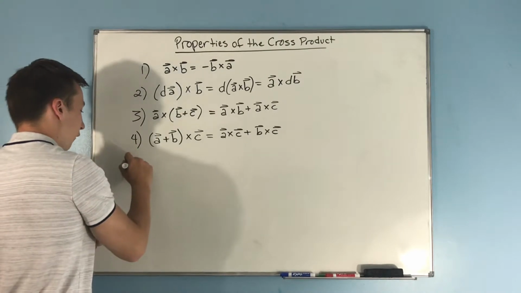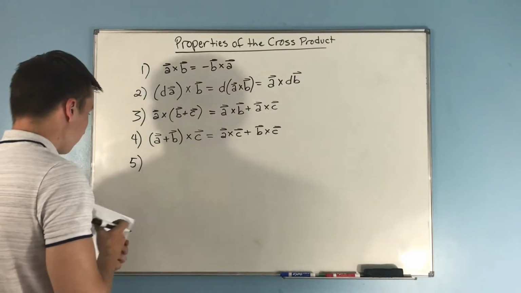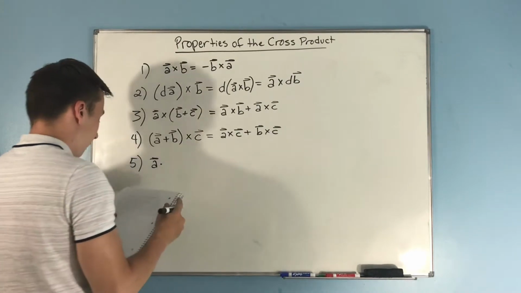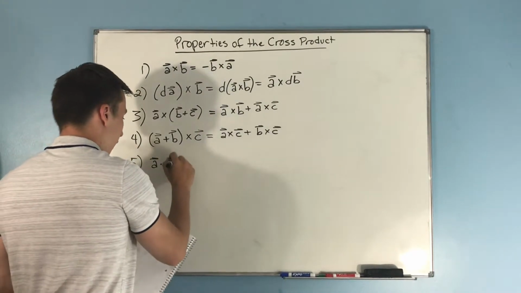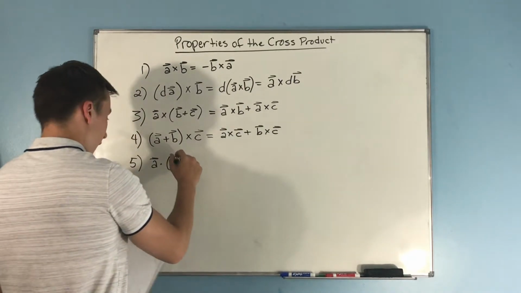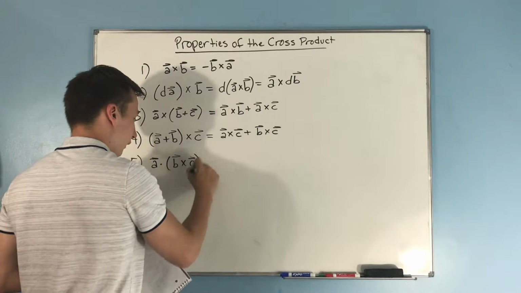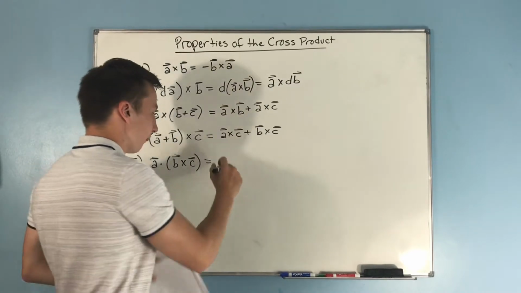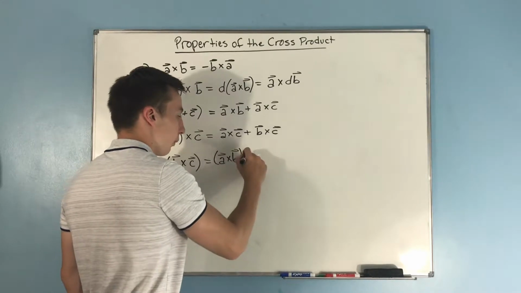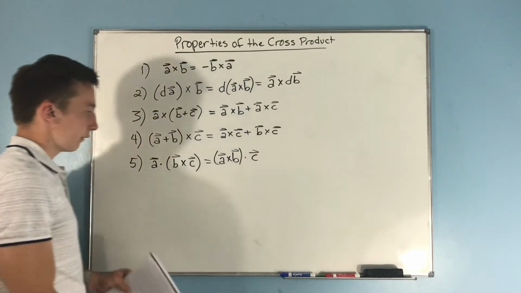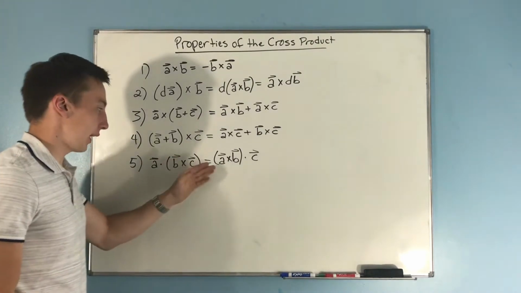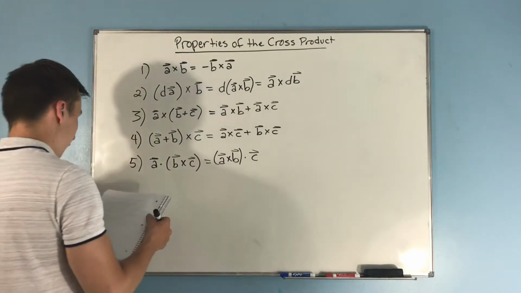All right, now our 5th property is going to be, well, we're actually going to talk about this more in another video, but the vector A, you can dot that with vector B cross vector C, and that's actually equal to A cross B dotted with vector C. And this is pretty interesting, and we'll actually be talking about that in another video.